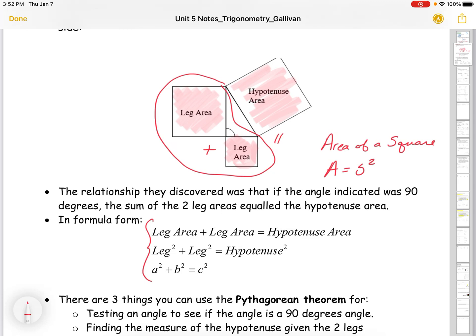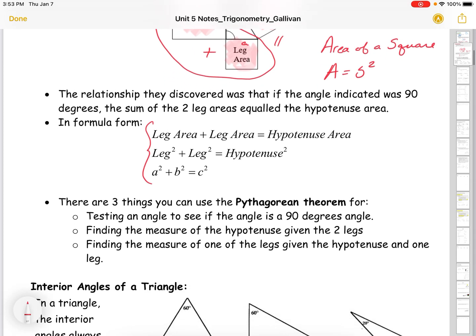So if you called this A and this B and this C, as I talked about earlier, what he found is A squared plus B squared equals C squared. A squared being the area of that smaller square, and B squared being the area of the second one, and then C squared being the area formed by the hypotenuse.